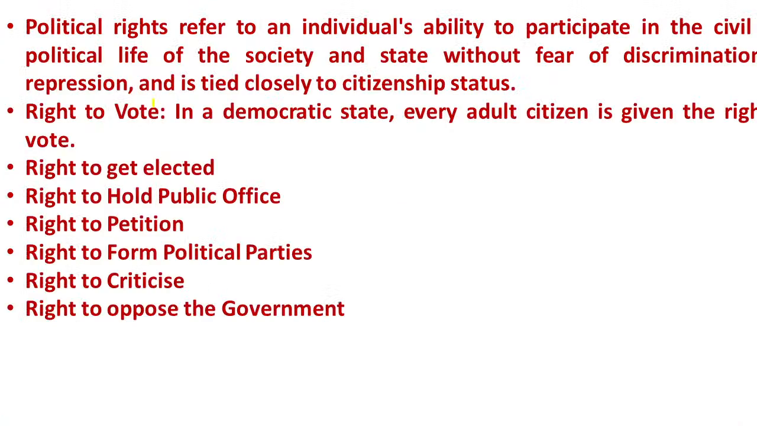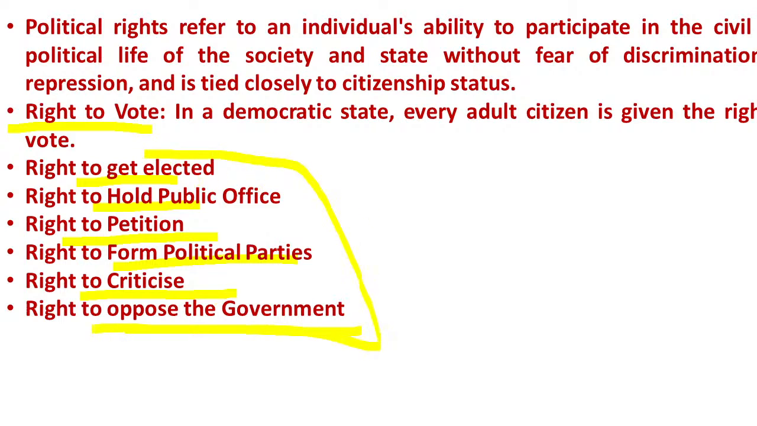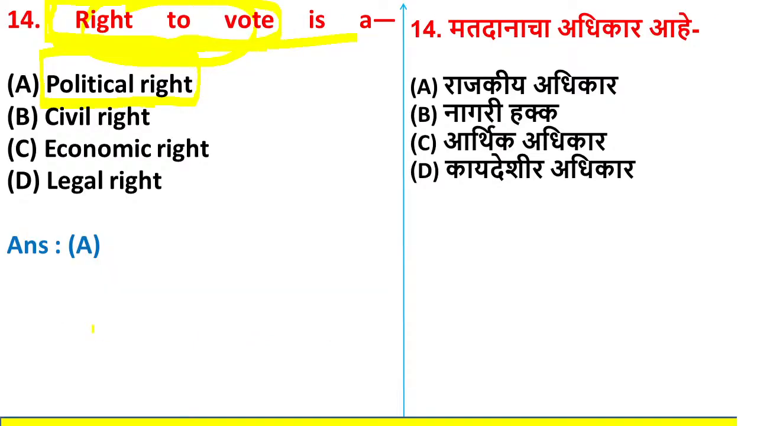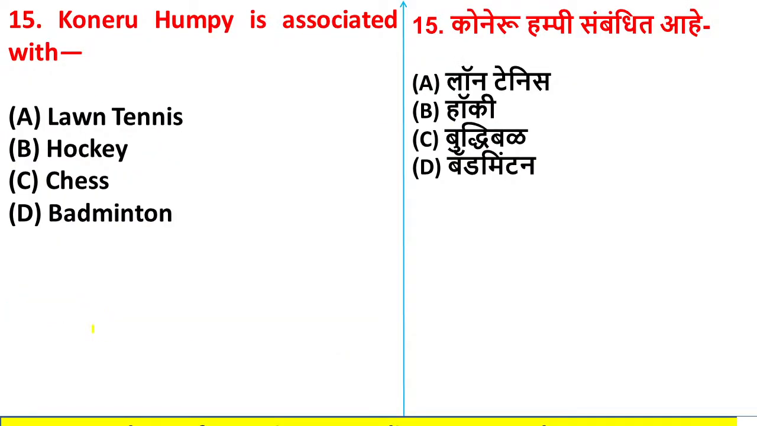There are also some other political rights here. For example, right to vote is also a political right. Then right to get elected, right to hold public office, right to petition, right to form political parties, right to criticize, right to oppose the government. These are all political rights. Yes, I believe it is clear to all. So right to vote is a political right, not civil or legal. Okay. Yes.